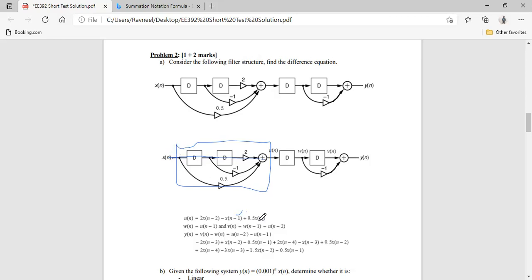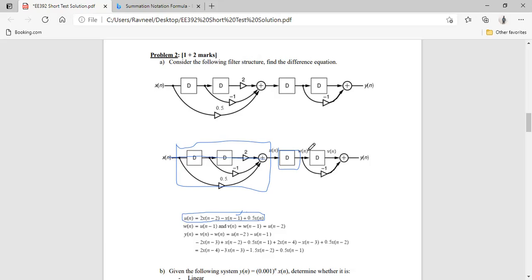So this is the equation for one system. Then we take the next system, where your input signal is u of n and your output signal is wn. In this particular case, wn is equal to u of n minus 1.